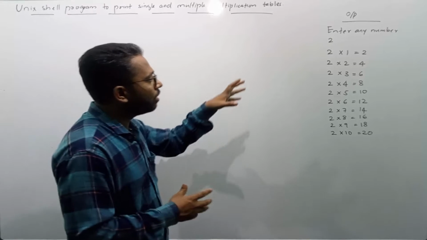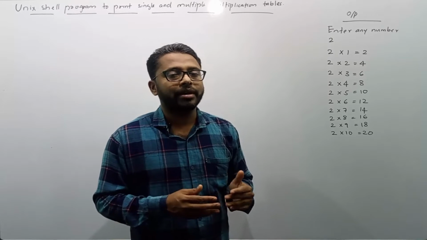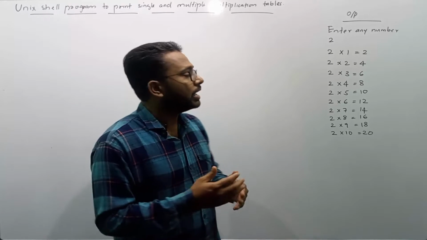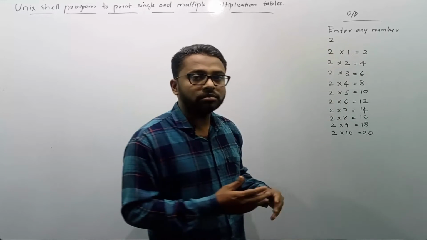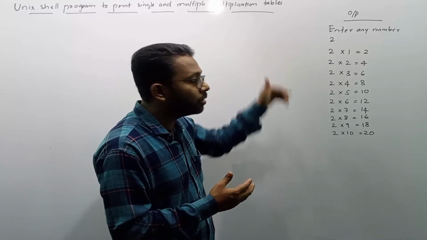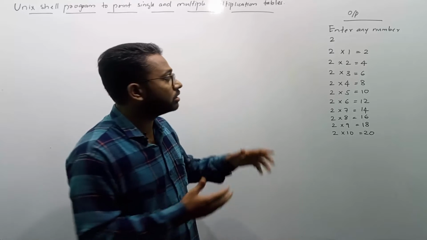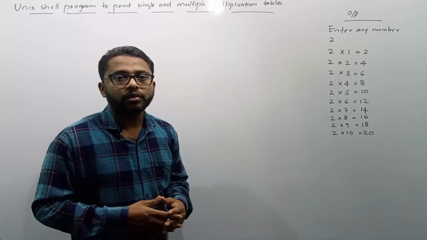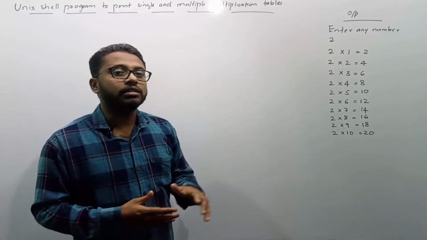As you can see here, I have already written down the output of this program, and when this program gets executed, it will ask the user to enter any number. Let us suppose the user has entered 2, then it should print the multiplication table of number 2. So now how can we get this output?